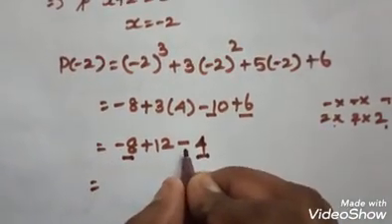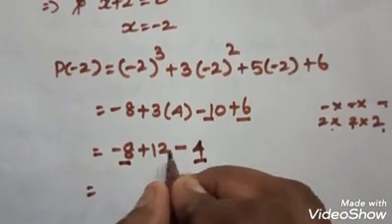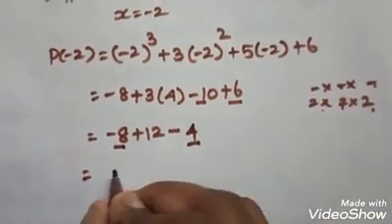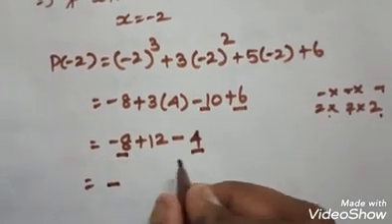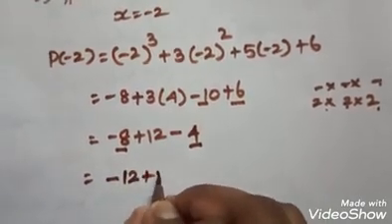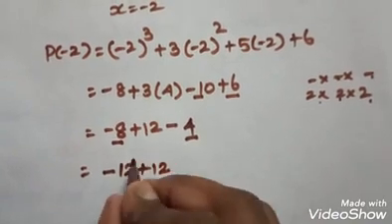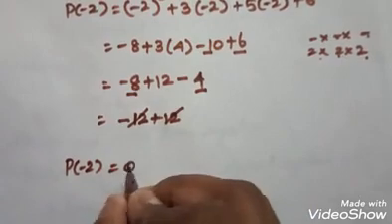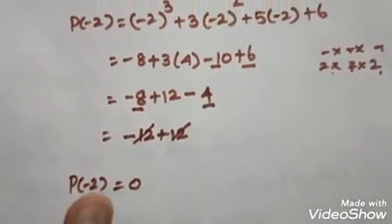The signs are the same, so by the condition for integers, you have to add and put the same sign. Minus, minus, we put the same sign. 8 plus 4 is 12. Minus 12 plus 12 becomes 0. So p of minus 2 is equal to 0. Hence we have proved this by the factor theorem.